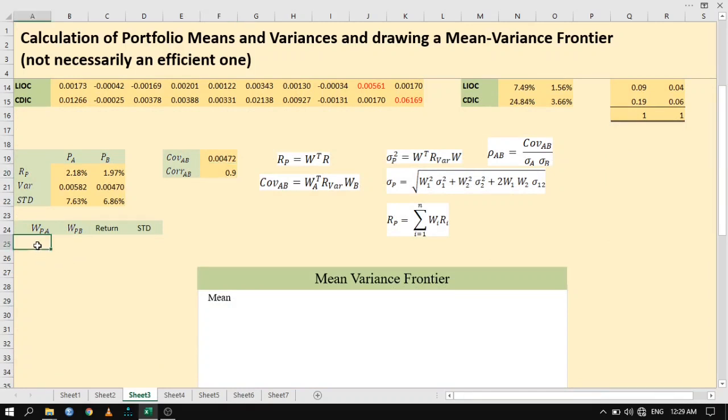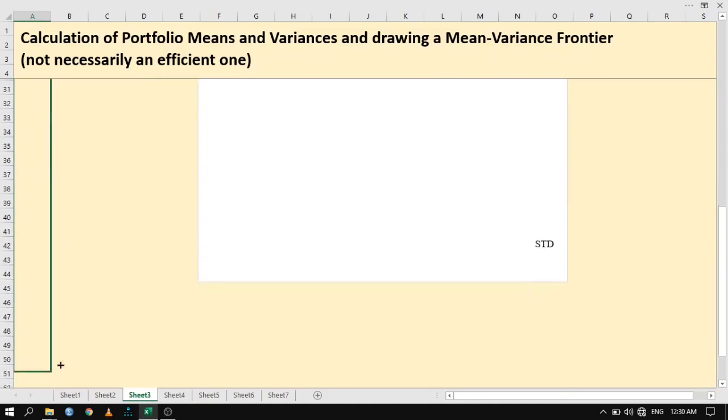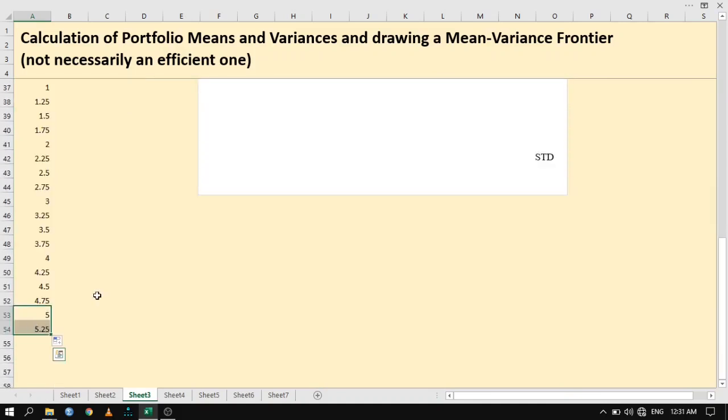For that, I am going to create some weights here. I am going to start from -2, and I'm going to give a function here so that it will be easier for me. Equal -2 plus, I would say, 0.25. So you get -1.75. I'm going to drag this down so that you can at least get some values. This is enough. I'm going to go up to 4.75.